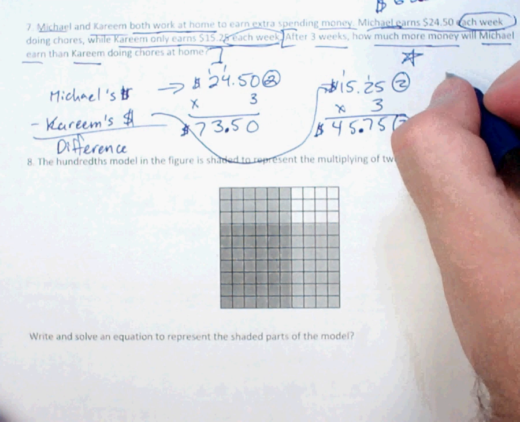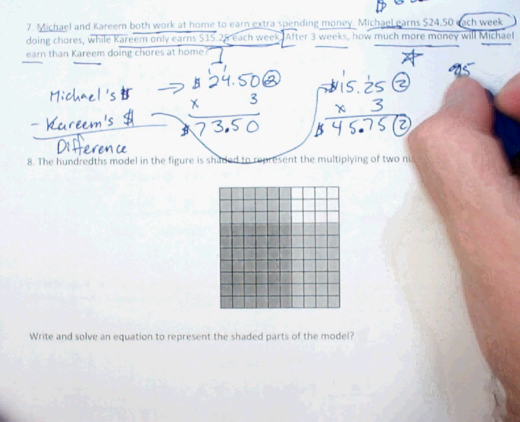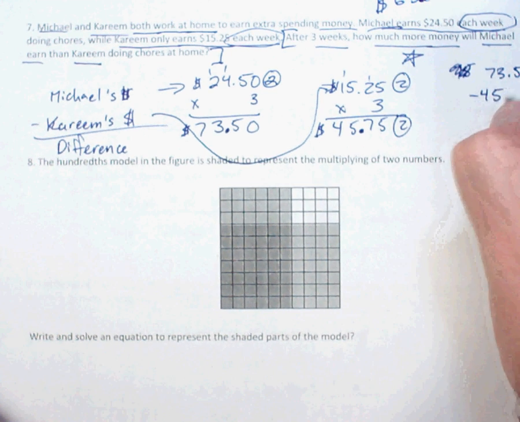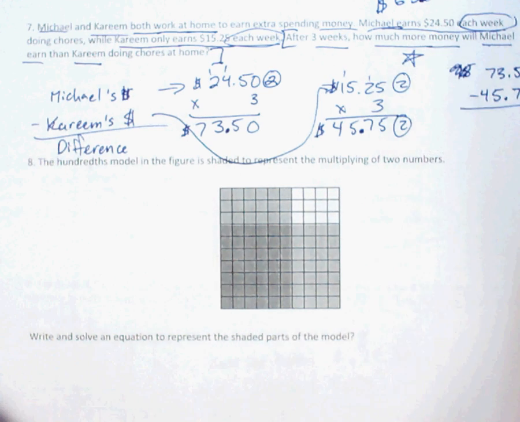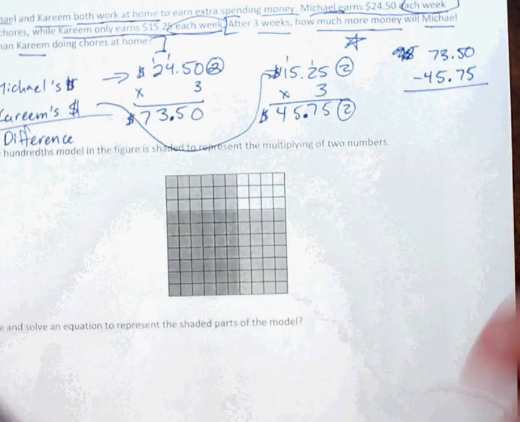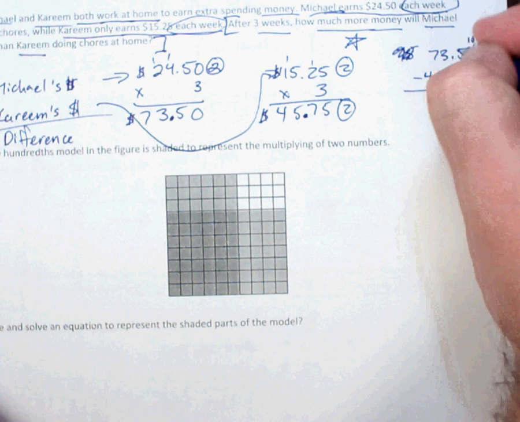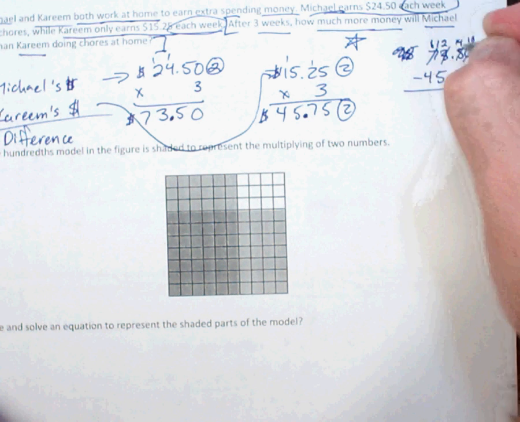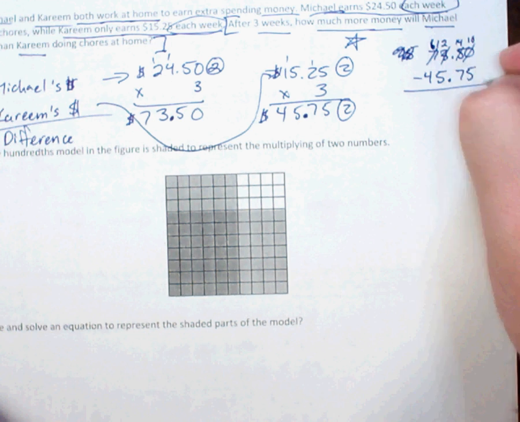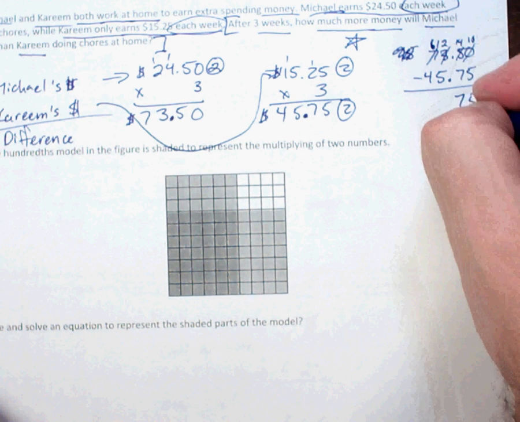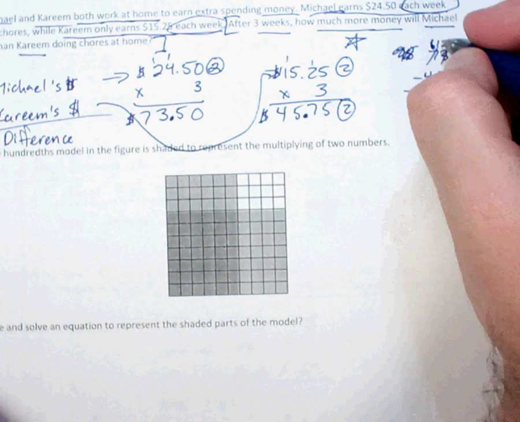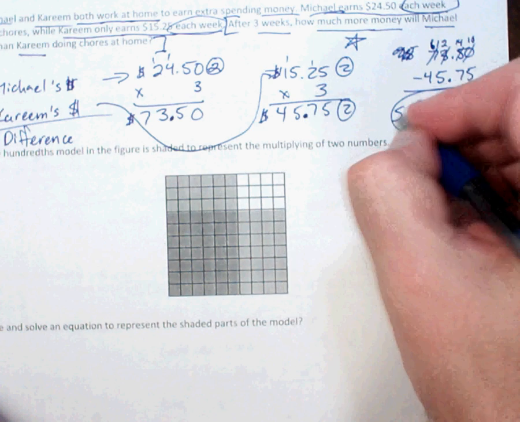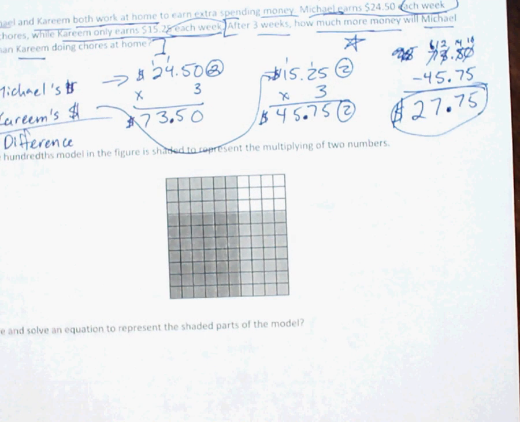All right, so we've got Michael's total. And we've got Kareem's total. And now we got to find the difference of the two. Go ahead and regroup here. Looks like I'm going to have to go all the way across. All right, 10 minus 5 is 5, 14 minus 7 is 7. Got to make sure my decimals are lined up when I'm adding and subtracting with decimals. 12 minus 5 is 7, 6 minus 4 is 2. So, Michael makes $27.75 more.